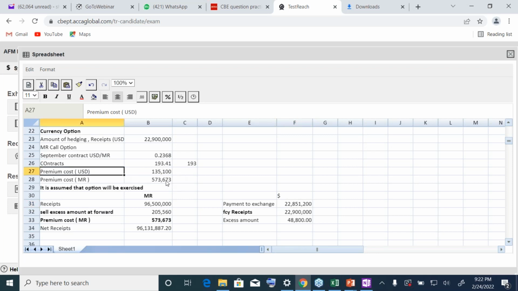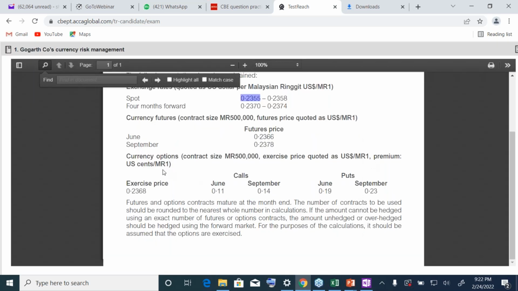How have I calculated the premium cost? It has a formula: number of contracts into contract size into premium, divided by 100. The answer will be in foreign currency, so I have to divide by the exchange rate to convert into local currency. So 573 is in local currency. Why are we dividing by 100? Because it is given in cents over MR.